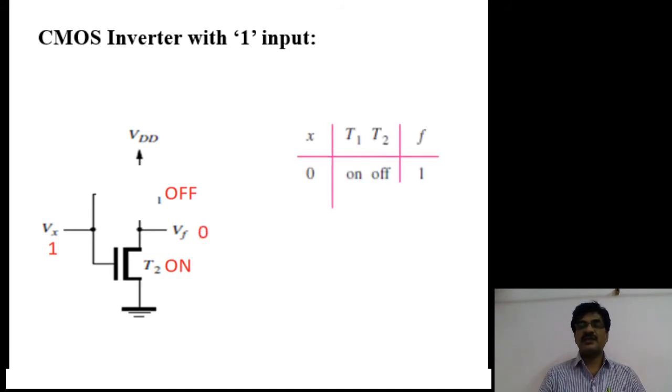Hence, the functional table is: with logic 1 input, the state of T1 is off, whereas the state of T2 is on. Therefore, the output is logic 0. So in this case also, it satisfies the function of the inverter. Therefore, this is the circuit for the CMOS inverter.